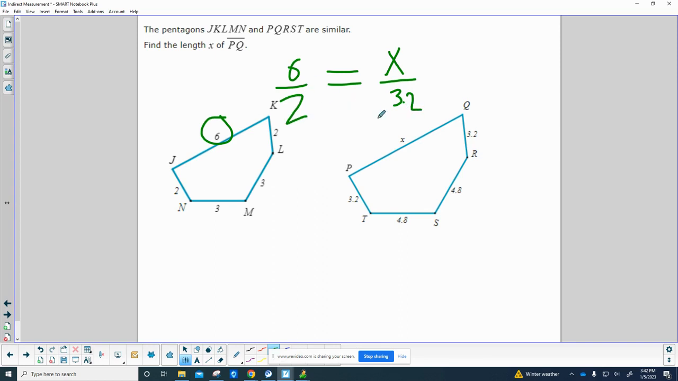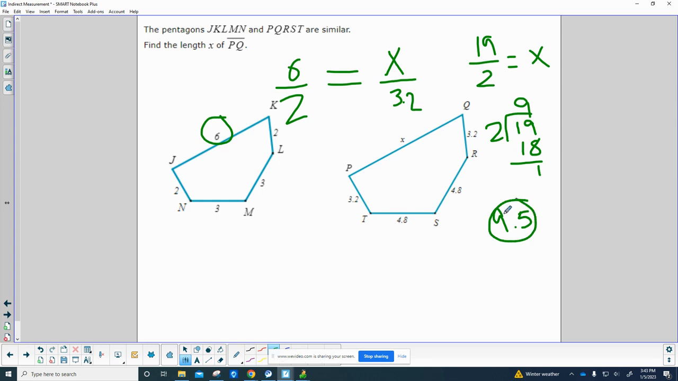And so we're going to multiply 6 times 3.2, which would be 19.2. So we have 19.2. And then we're going to divide it by 2 to get X. And 19 divided by 2. Let's see, 19 divided by 2. I know that 9 times 2 is 18. There's 1 left over. So it's going to be 9.6 is the number we're looking for. Okay, so be a couple more of those on today's assignment.